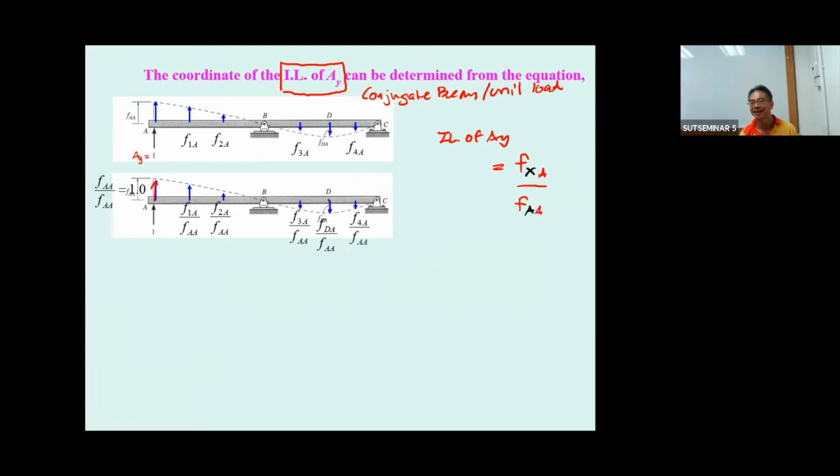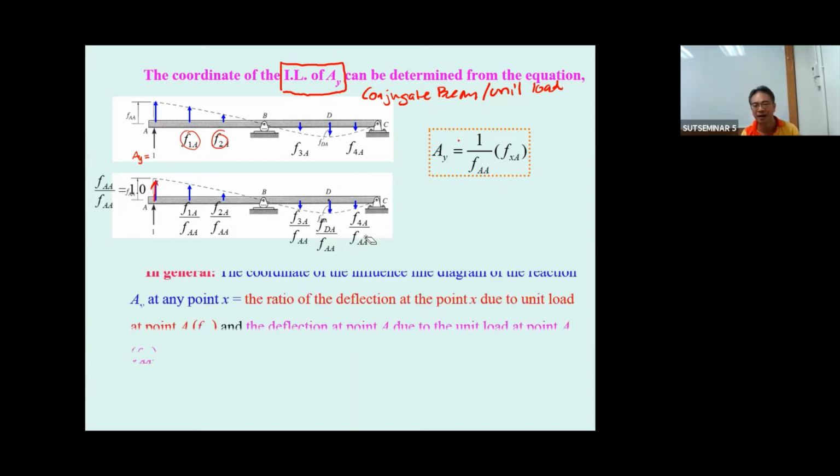If you do not determine the deflection individually, but determine it in the form of an equation, you will get the equation of the influence line of A sub y. I will demonstrate this in the next lecture. This is the equation that I just mentioned. Just change the x, and everything can be determined like this.